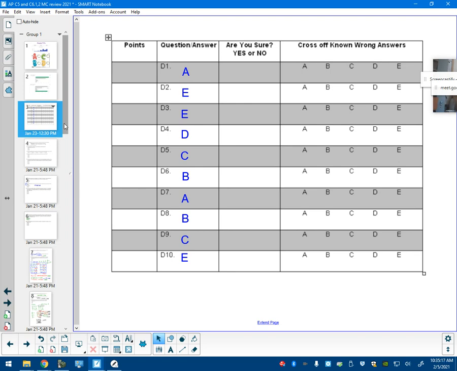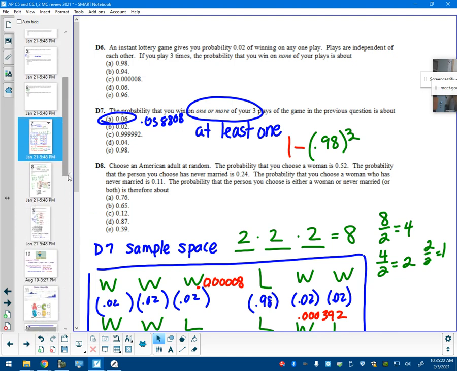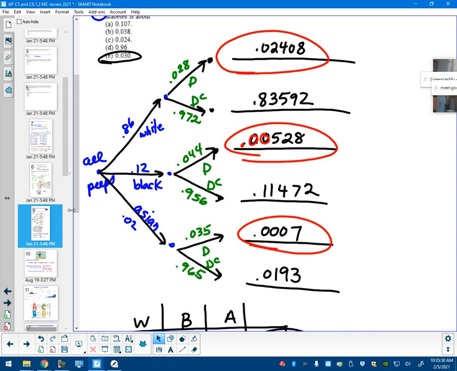All right. So we have number 7 and number 10. For number 10, you had to use the information in number 11. So I made a tree. You don't have to do the tree, but you had to do the white diabetics, the black diabetics, and the Asian diabetics, and then you had to add those 3 together. So that was a lot of work for a multiple choice question. And that is chapter 5.